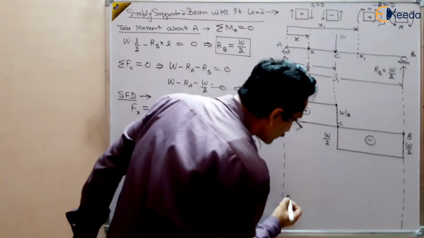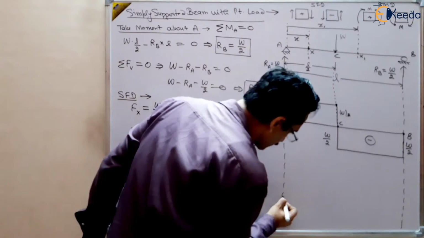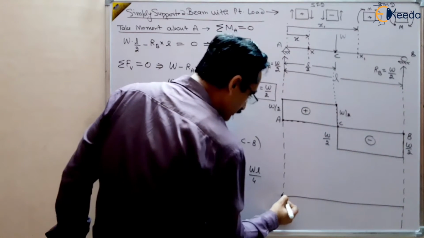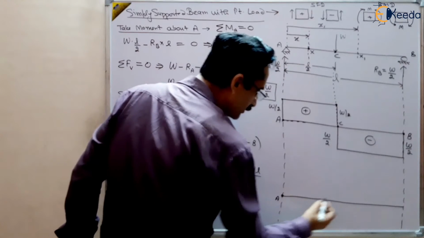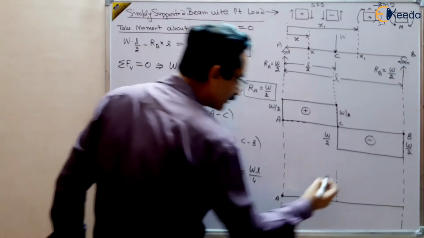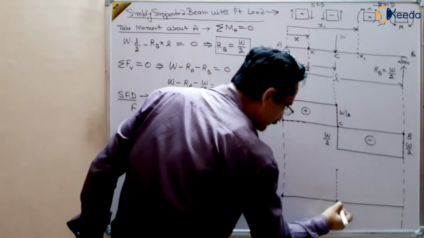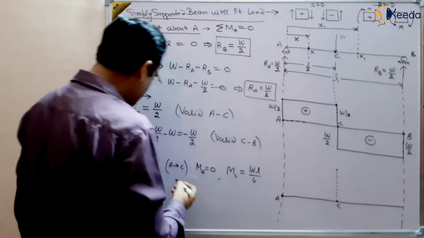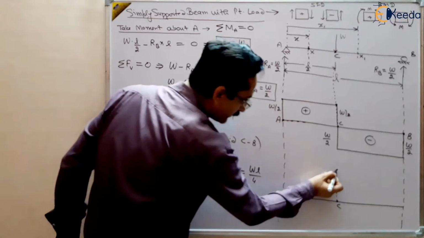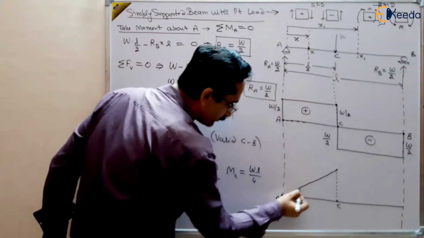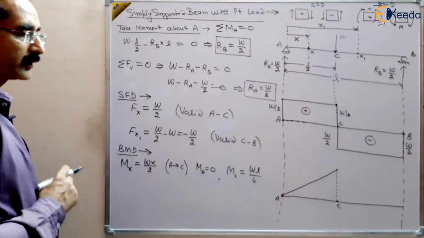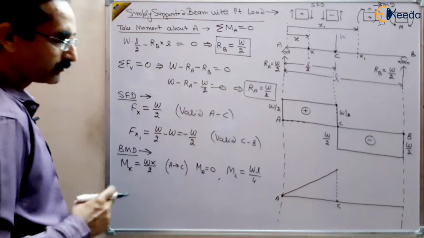Now this is valid between this to this, right? So we can draw now the bending moment diagram like this. We can take a line from 0 at A to some value WL by 4 at point C, and this is a straight line, Wx by 2, straight line. So draw a straight line from here to here like this. So this is the bending moment diagram between A to C.